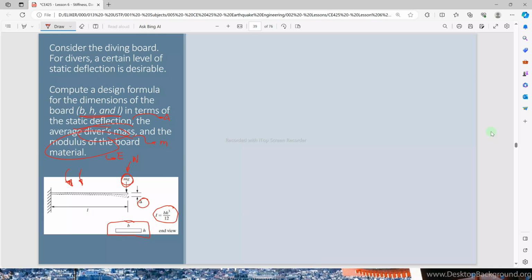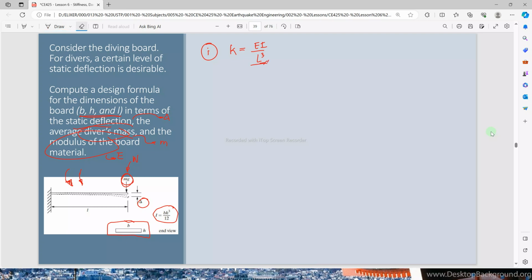So we have a force here, downward. This is an example of lateral, or bending, or transverse stiffness. So the general equation for the bending stiffness is EI over L cube. But we will not use that here.